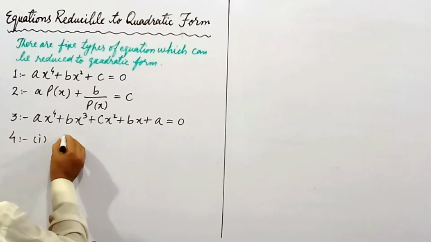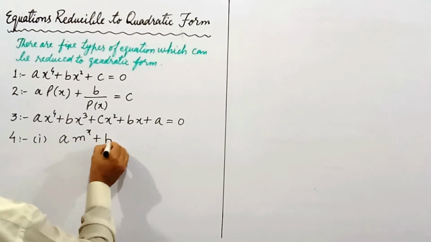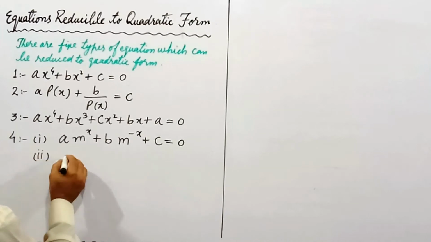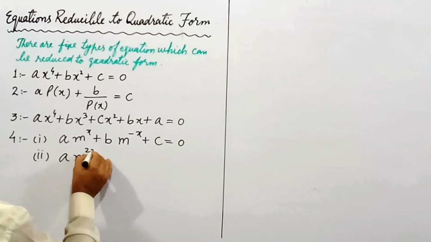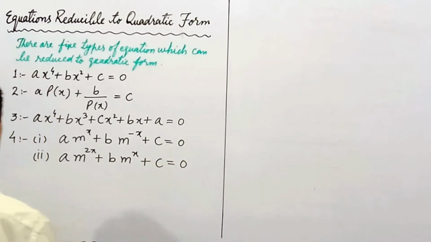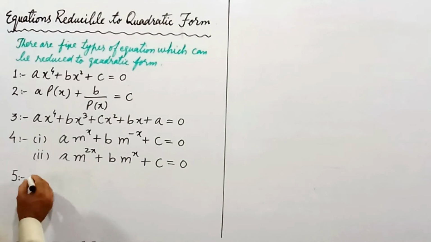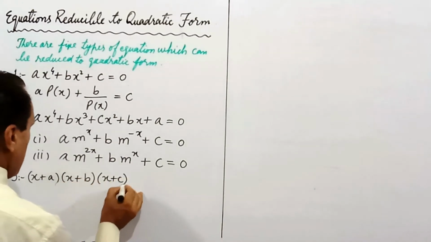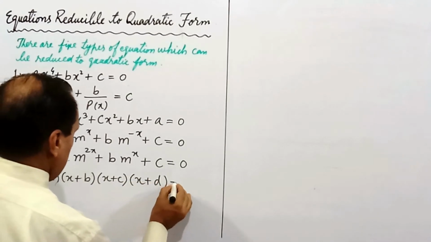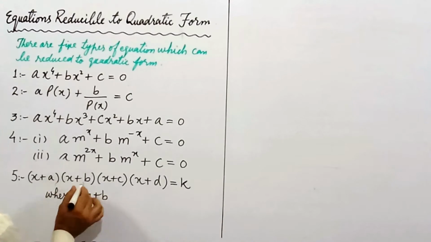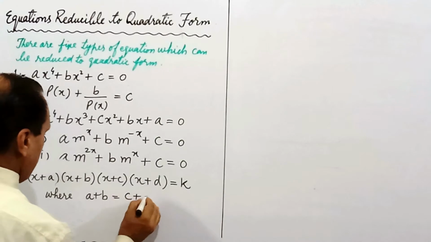One is a m raised to power x plus b m raised to the power minus x plus c is equal to 0. And second may be a into m raised to the power 2x plus b into m raised to the power x plus c is equal to 0. Number 5, fifth equation of the form which can be reduced in quadratic form, that is x plus a into x plus b into x plus c into x plus d is equal to k, where the condition is applied a plus b the constants equal to c plus d.